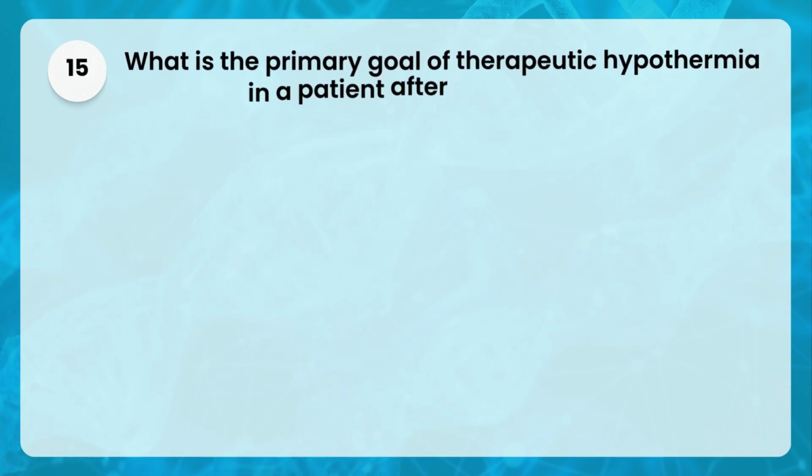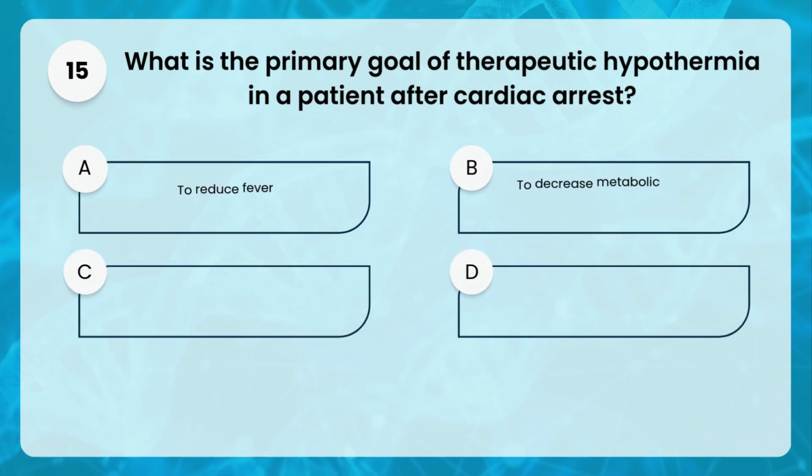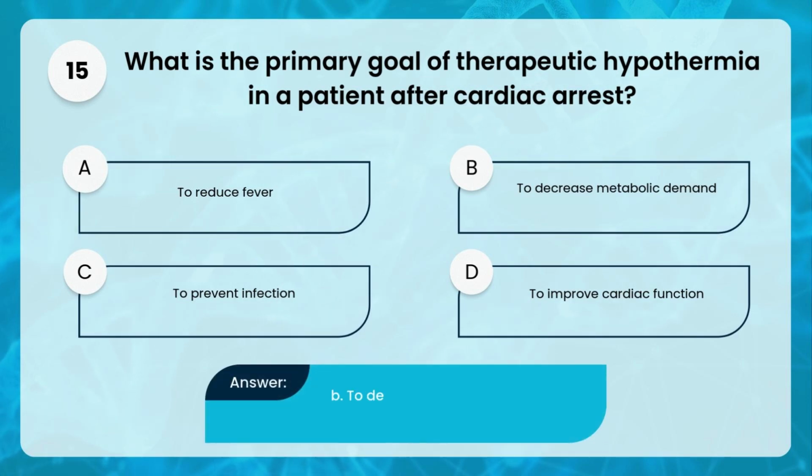Number 15. What is the primary goal of therapeutic hypothermia in a patient after cardiac arrest? A. To reduce fever. B. To decrease metabolic demand. C. To prevent infection. Or D. To improve cardiac function. The answer is B. To decrease metabolic demand.